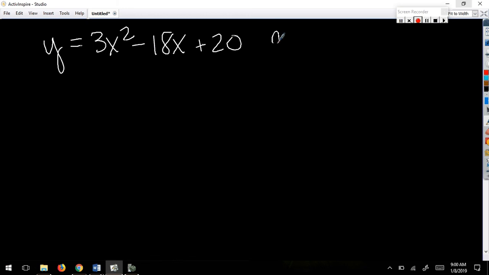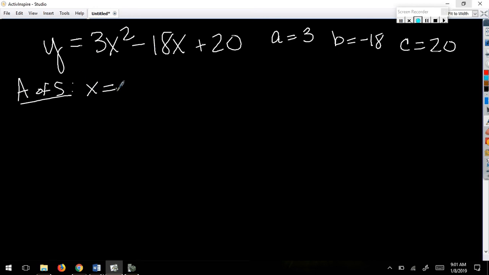What's A? What's B? What's C? What do I do first? Find the vertex, the axis of symmetry, which the vertex is on. All right, so axis of symmetry. How do I find that? X equals opposite B over 2A.